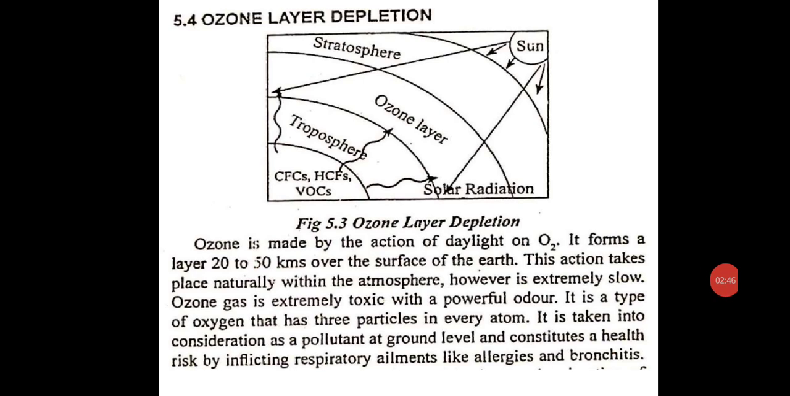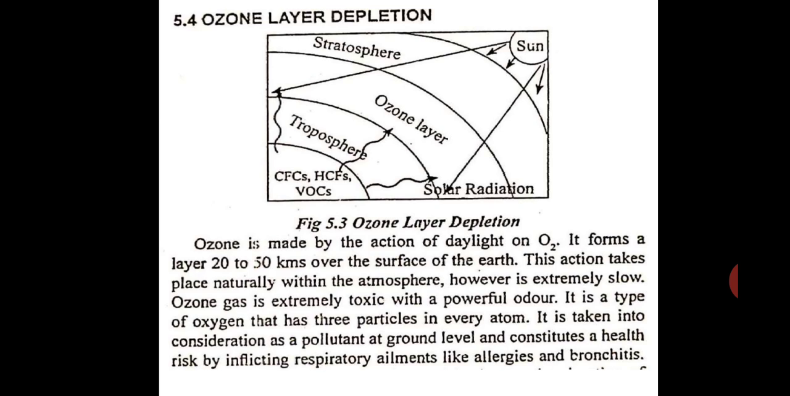You can say ozone is made by the action of daylight on oxygen. Now you can see the sketch here. There is sun coming, and first the troposphere is given, the Earth. Then second is the ozone layer in the stratosphere. So O2 plus O is O3, and ozone is O3. It forms a layer 20 to 50 kilometers over the surface of the Earth. This action takes place naturally within the atmosphere. However, it is extremely slow. Though it happens naturally, it is not a quick reaction, it is a slow reaction.